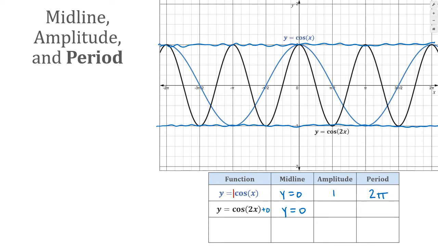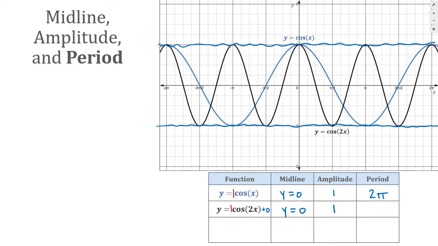How about the amplitude? Has the amplitude changed? Nope, that's still a 1, and I can tell that just by looking at the equation. So that's going to be 1. And by the way, the point of this is going to be that at some point you can just look at these equations and know what the midline and the amplitude are. We don't have to graph it every time. We're just using the graphs to sort of drive what's happening to these pictures.